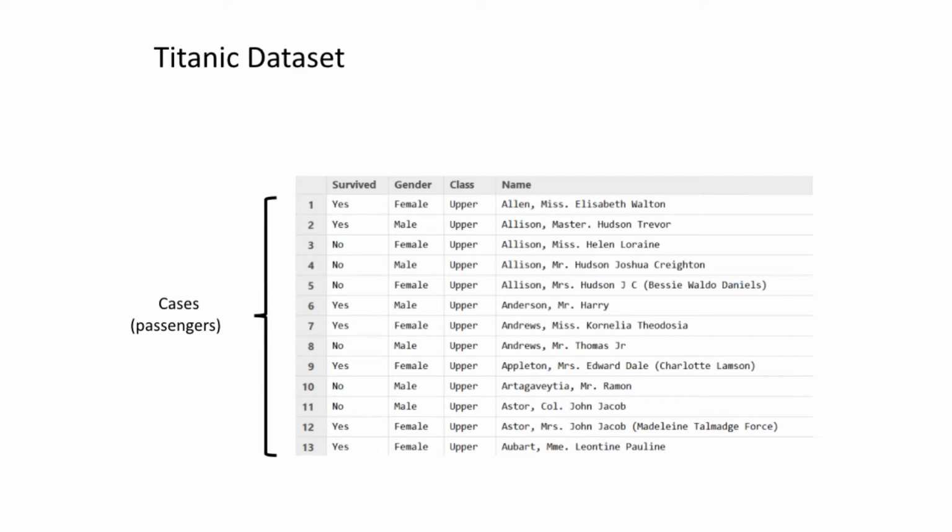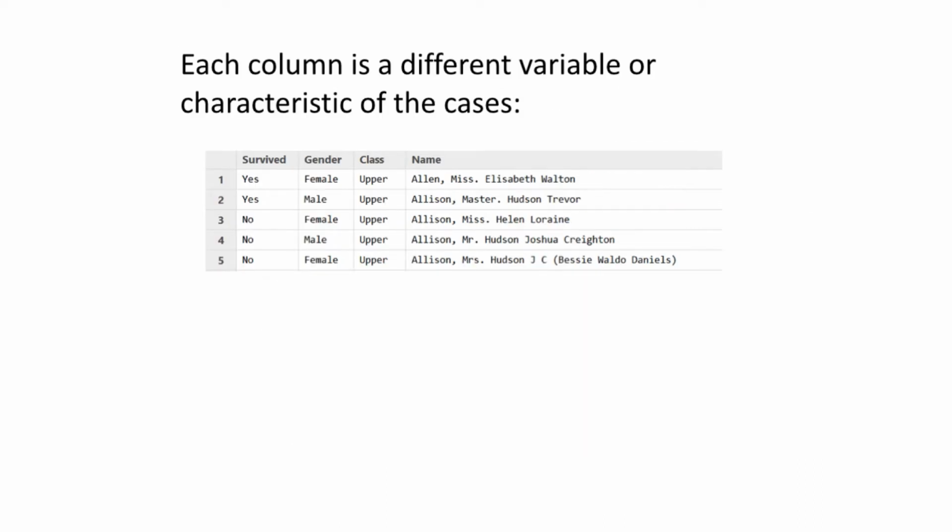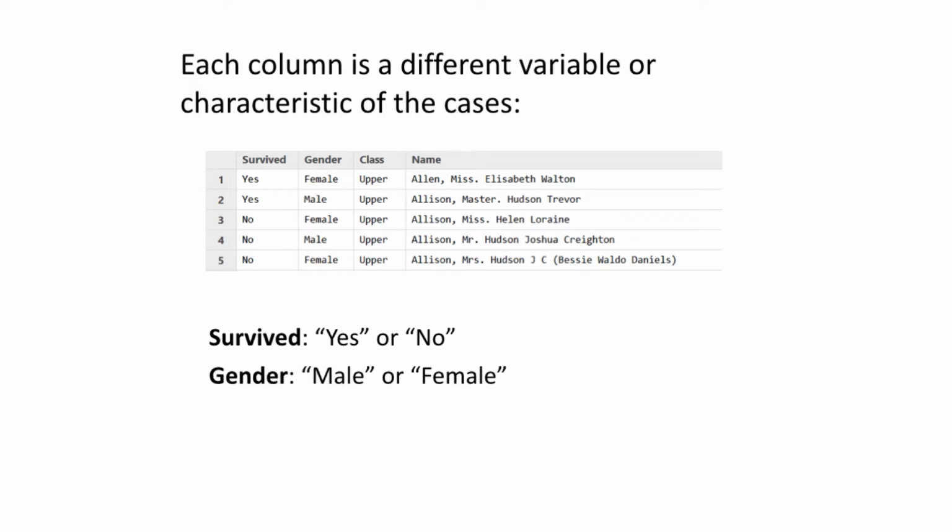And so you can see we have these cases, and the cases are passengers of the Titanic. These are the first several rows. And then we have several variables. These are the characteristics of the passengers. Each column, as we talked about, is a different variable. And you can see that we have this variable for whether or not the person survived, so it's yes or no. We have a variable for whether the respondent is male or female. These are both categorical variables.